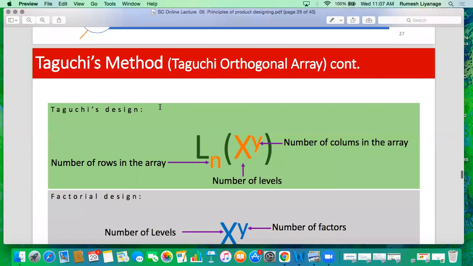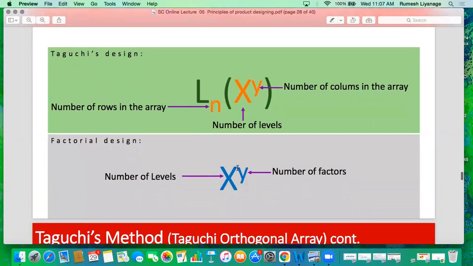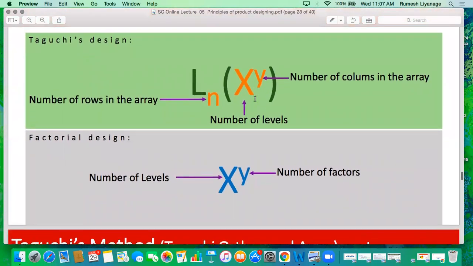And a comparison again, Taguchi's design and factorial design. You can see in the slide, basically in factorial design we use the number of levels and number of factors. And here, the number of rows, the number of levels, and the number of columns.